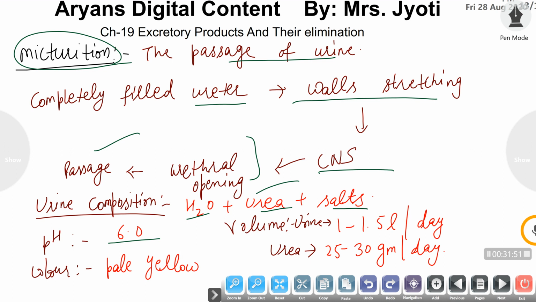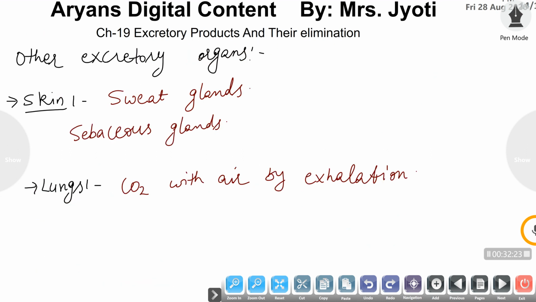The color of urine is generally pale yellow due to the breakdown of the bilirubin pigment present in the bile. When bilirubin breaks down, it results in the formation of a pale colored pigment, and this pigment is also present in the urine, which is why the color of urine is yellow. Approximately 1.5 liters of urine is released per day, and approximately 25 to 30 grams of urea is produced by the kidneys per day.